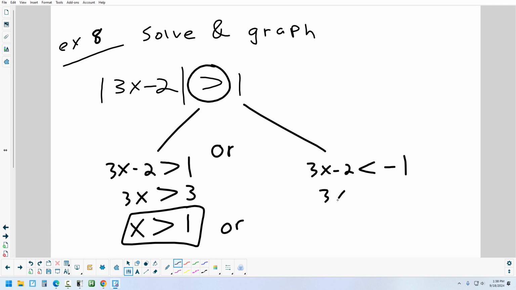So you'll see two boxes, and then you click it and pick and or or. This one is 3x is less than 1, which means x is... what's my inequality going to be?